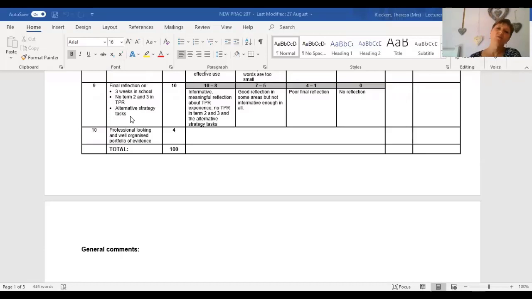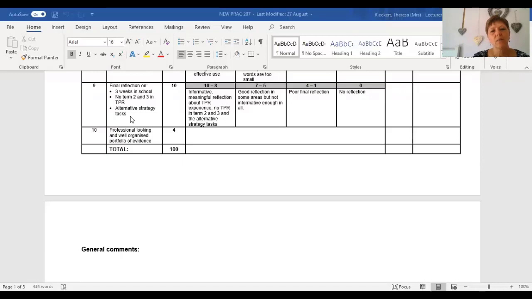Okay, and then the final mark is just for what the file looks like. That's not any different from last year. Is it neat? Is it organized? Was it easy to mark? Was everything marked and clearly marked, etc.?